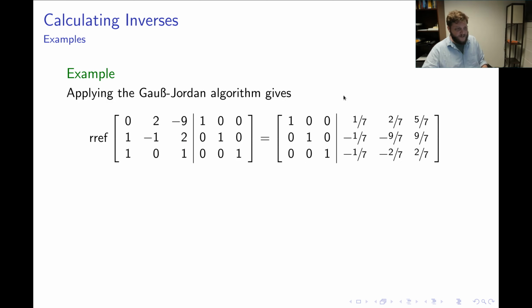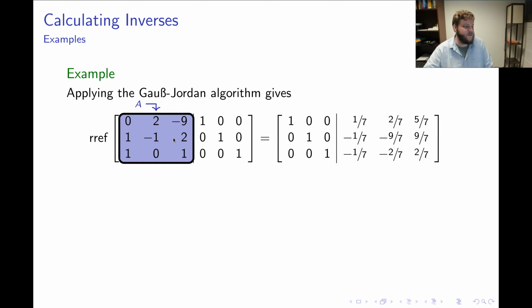Here's another example. In this example, I took this 3 by 3 matrix A, augmented with the 3 by 3 identity matrix, and had a computer do my row reductions.